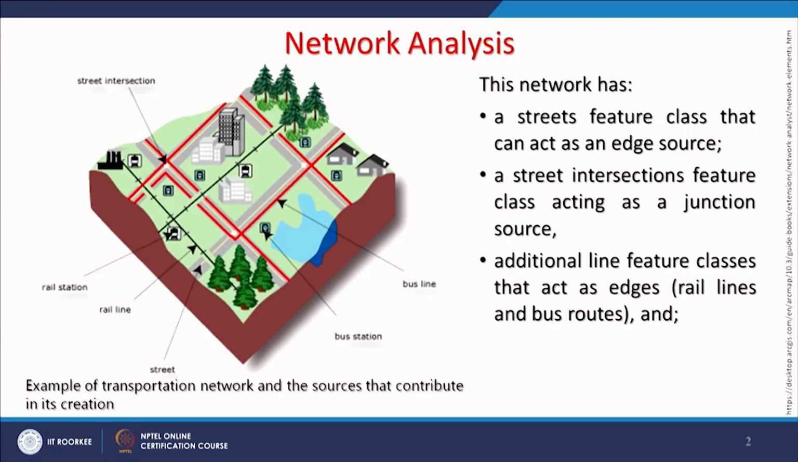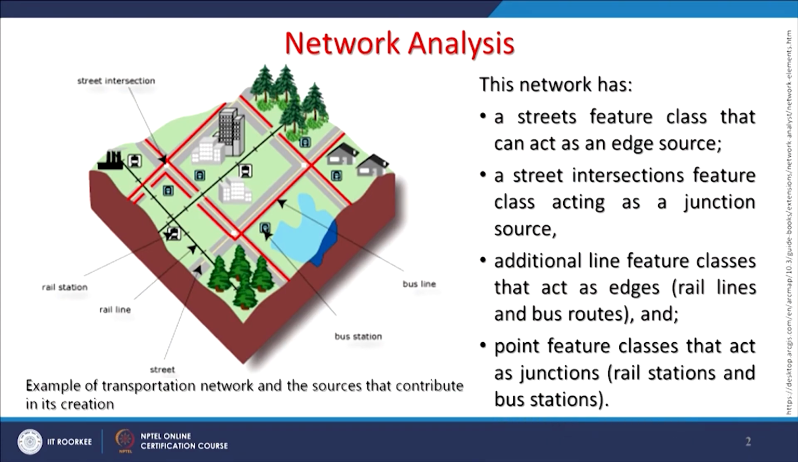Then a street intersection feature class acting as a junction source, the second element of network. And then the third, an additional line feature class acting as edges, rail, and also the point feature classes that act as junction, that is rail station or bus station. So, if every information is residing in your GIS database, then a lot of analysis related with optimization of routes or monitoring of traffic and other things can be done very easily. Not only that, but also for planning.